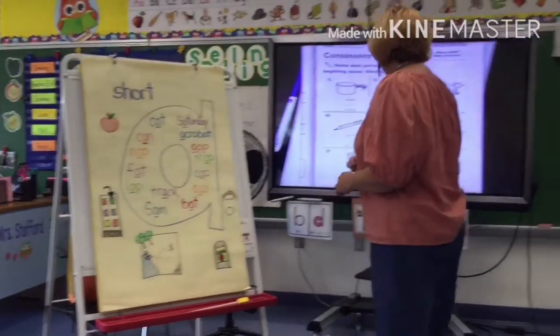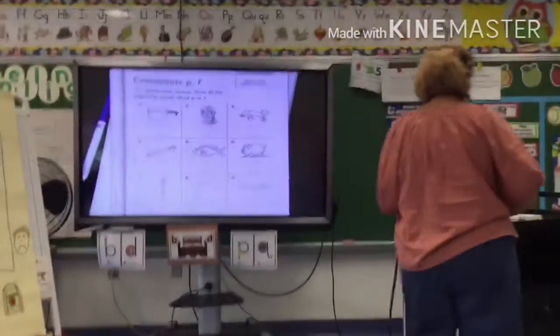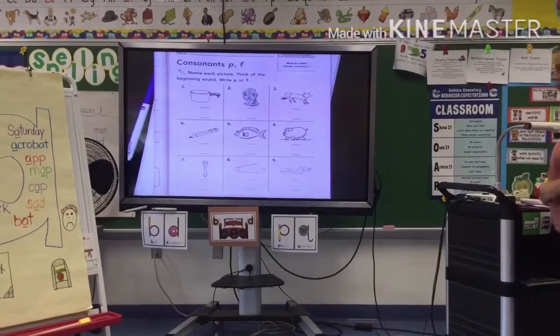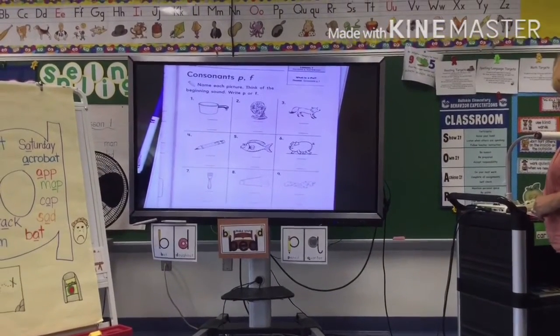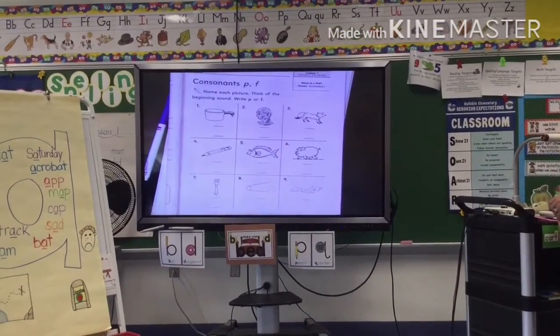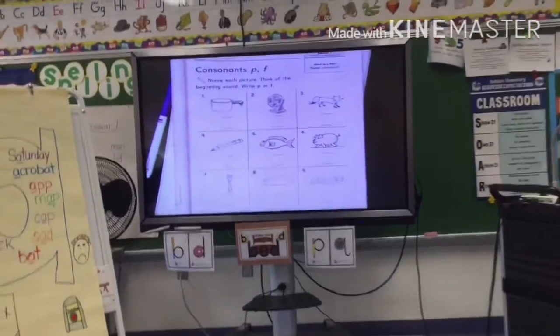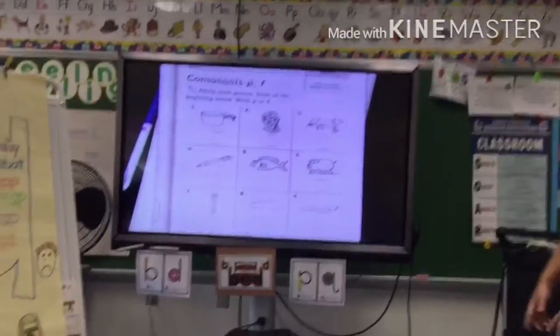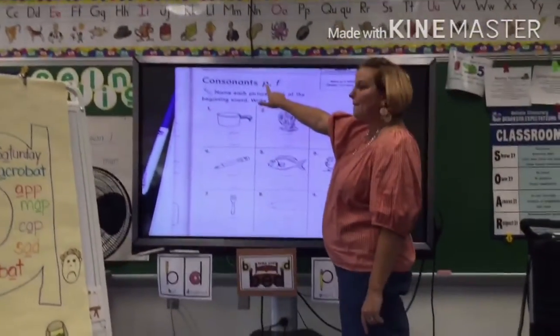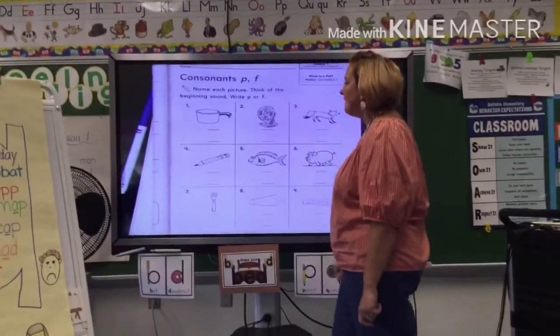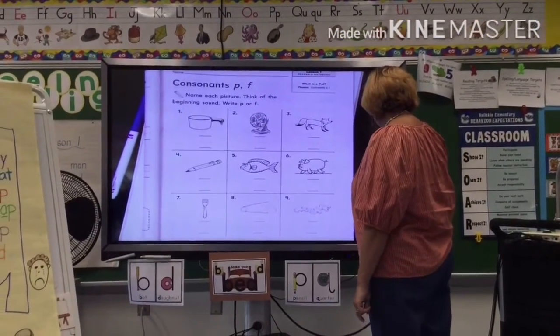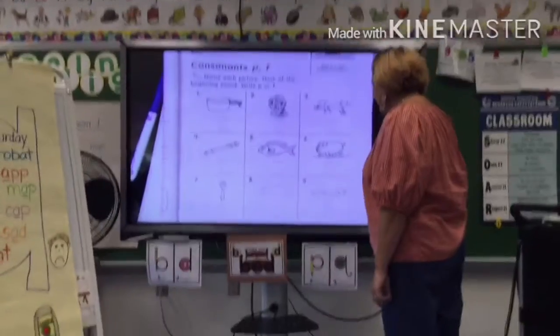Now if you get your workbooks and open them up, we're going to do page 7. And we're going to review our initial consonant sounds. Today we're going to do P and F. P says /p/, F says /f/. So get your pencils ready and we're going to do this together.